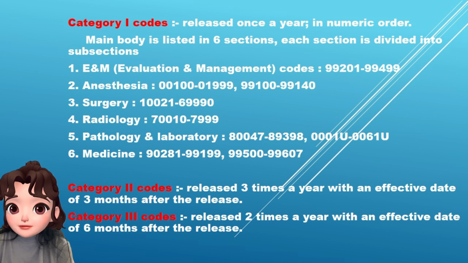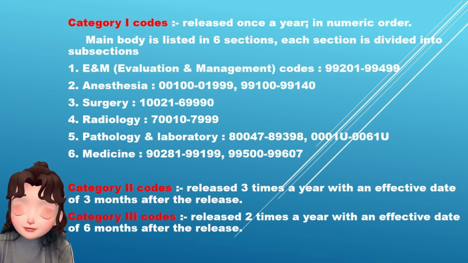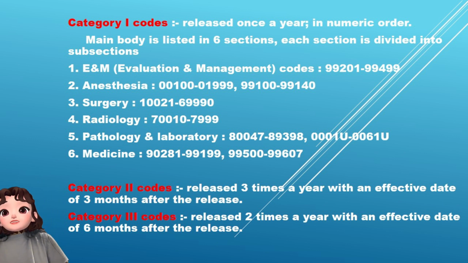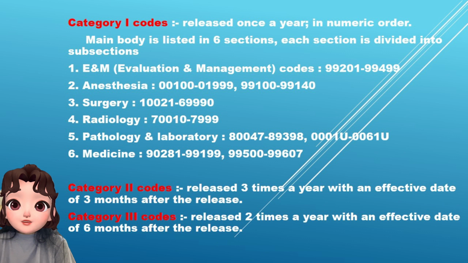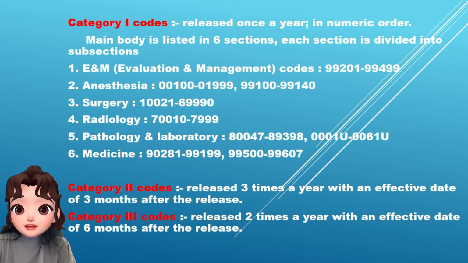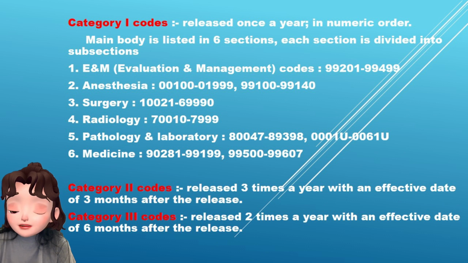Next is the surgery. Surgery codes range from 10021 to 69990. Radiology codes start with 7, and range from 70010 to 79999. Pathology and laboratory codes start with 8, and the range is from 80047 to 89398. Then medicine. Codes for medicine range from 90281 to 99199 and 99500 to 99607.